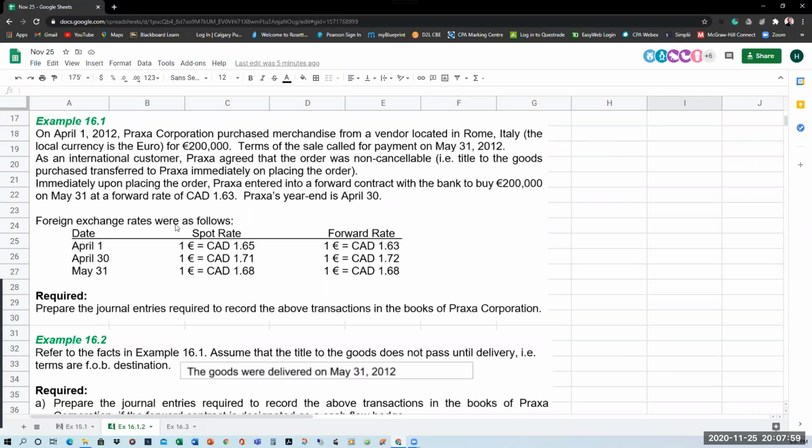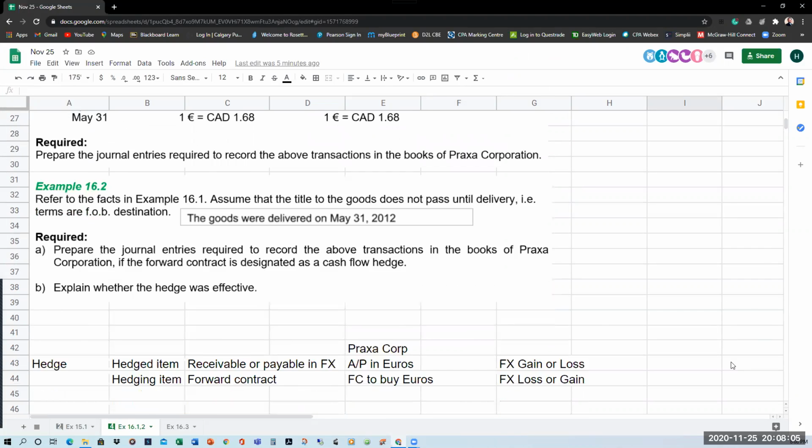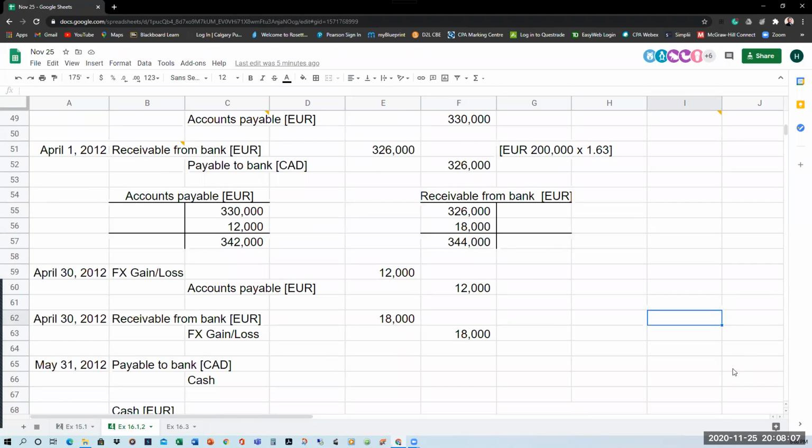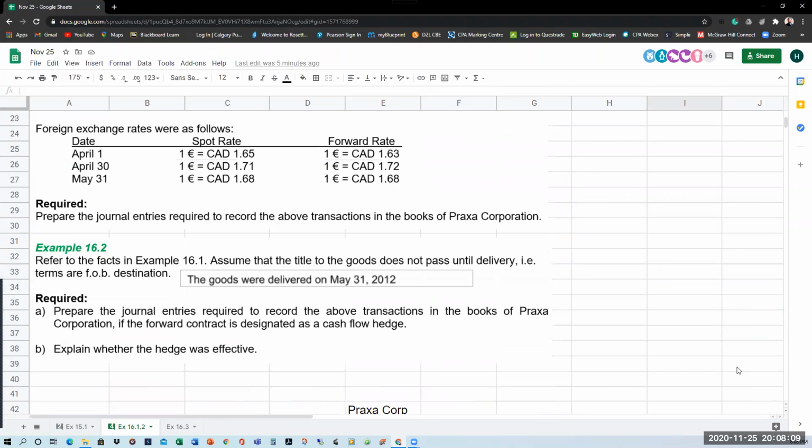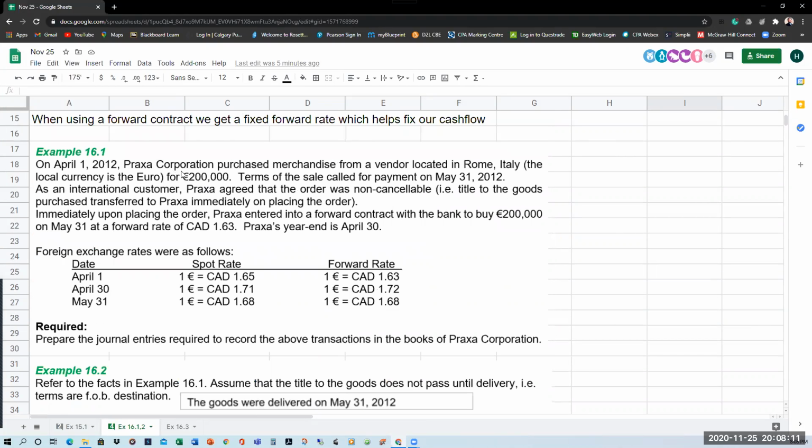So what happened? Well, May 31st, we have to make payment, right? May 31st, you got to make payment, and the payment has to be in euros. You have to pay your Italian supplier in euros. You need the 200,000 euros. You don't have the euros. Where are you going to get the euros?